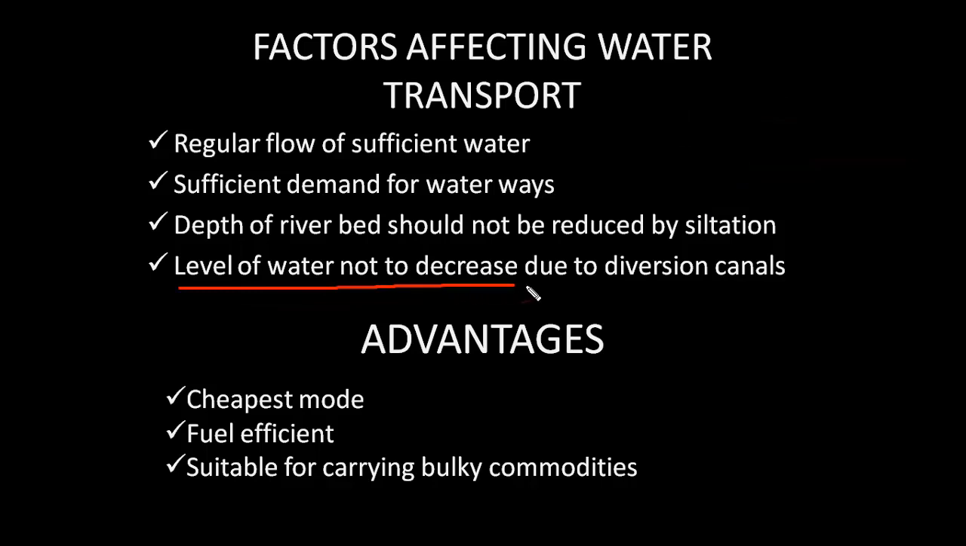Level of water should not decrease due to diversion canals. Canals play a very important role in irrigation or in agricultural practice, but at times they decrease the volume of water in the river, which creates problems for the navigation of ships.